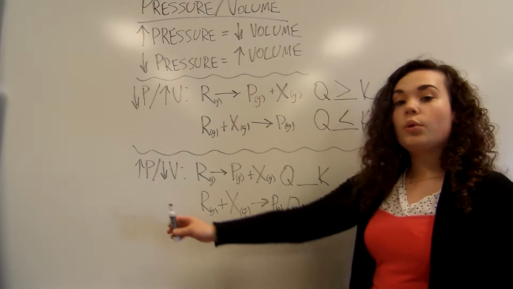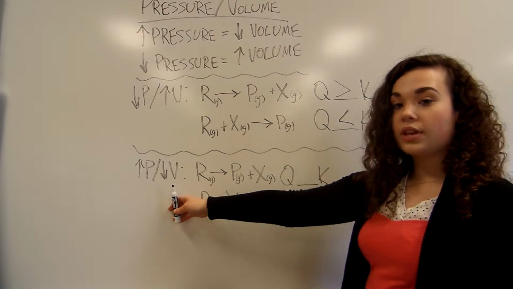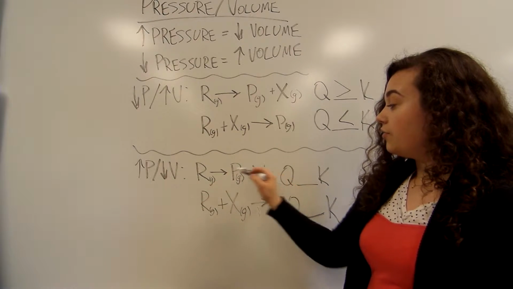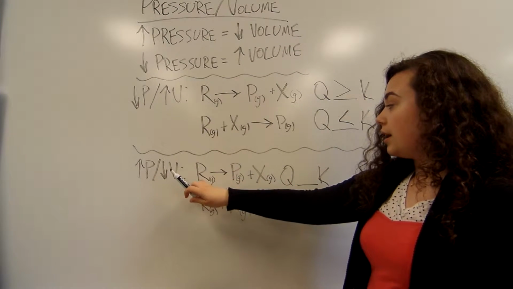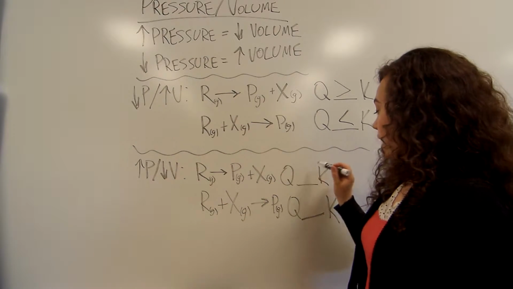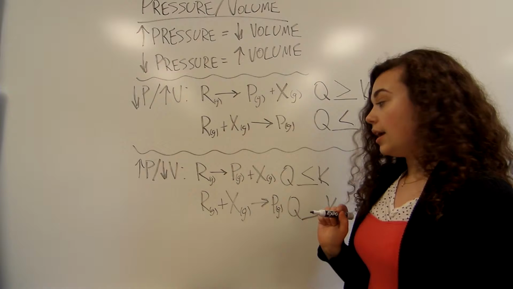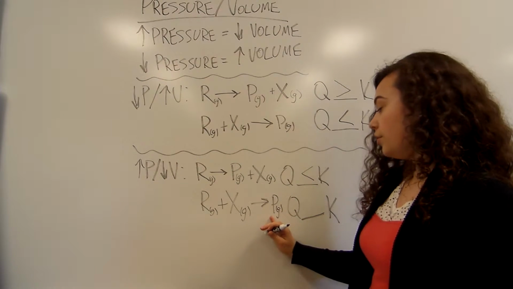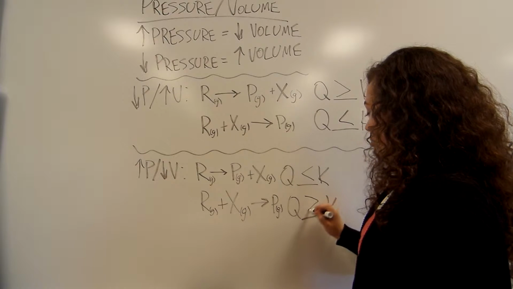When pressure increases or the volume of the container decreases, equilibrium will shift to favor the side with fewer moles of gas. In this case, which is the same equation as we had up here, it will shift to be reactant favored, and Q will be less than K. Here it will be the opposite, and the reaction will be product favored, so Q will be greater than K.